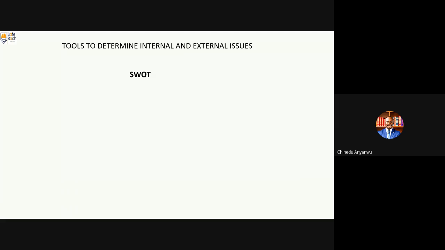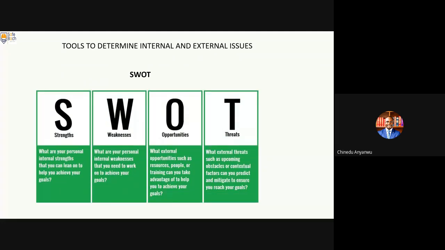Now, let us look at the tools used to determine internal and external issues. One of the most popular of them is what we refer to as the SWOT document, by which we mean strengths, weaknesses, opportunities, and threats. This is the most common among organizations because it's a very simple tool to use, and even individuals can use it to help determine their own internal and external issues that can affect them.